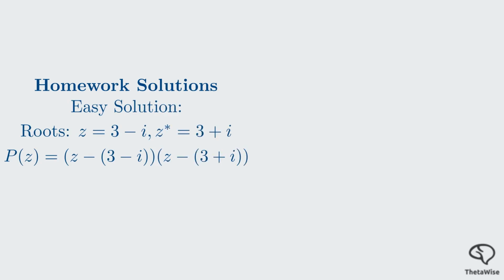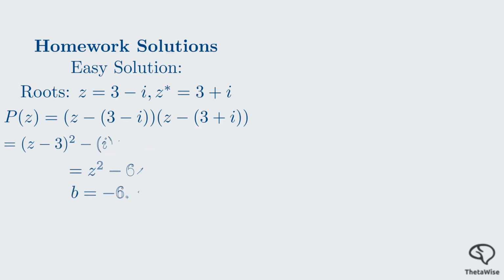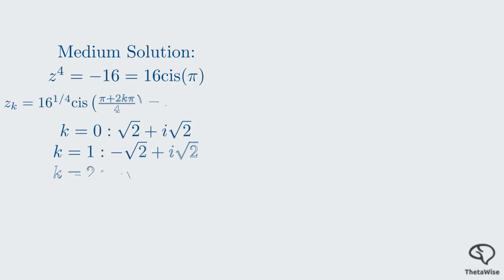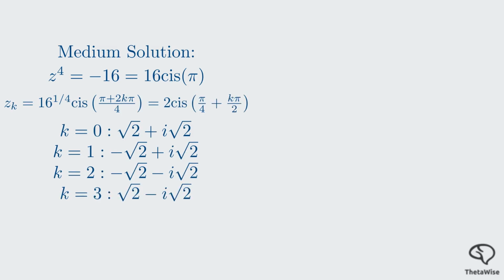Let's go through the solutions for our homework questions. For the easy question, we identify the conjugate root and expand the quadratic factor. The difference of squares once again makes the constant term calculation straightforward. 3 squared plus 1 squared. For the medium question, we treat negative 16 as a complex number with an argument of pi. Applying the root formula for n equals 4, we find 4 roots separated by pi over 2 radians.